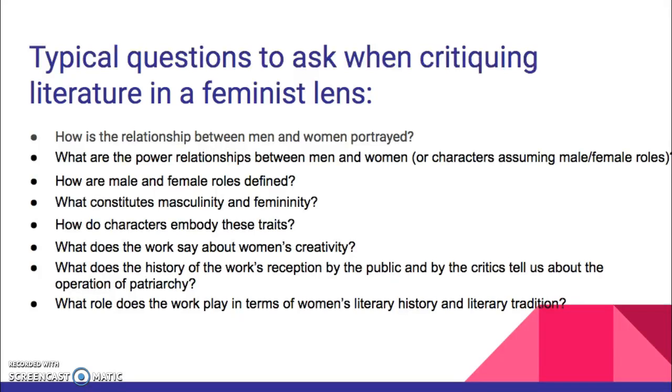And what role does the work play in terms of women's literary history and literary tradition? Again, a very interesting question. It's a question that feminist literary critics ask often, but we are probably not going to get into. We're going to have a lot to talk about with the questions I've lined up here and the questions you guys are going to be asking when we're reading these books.